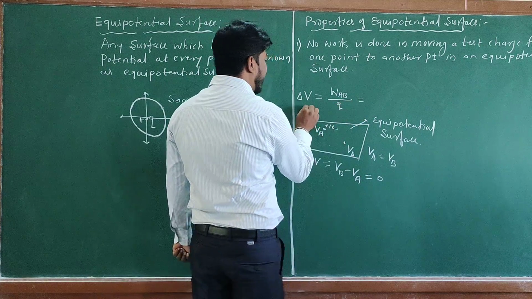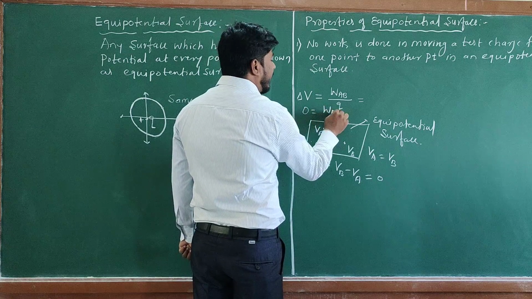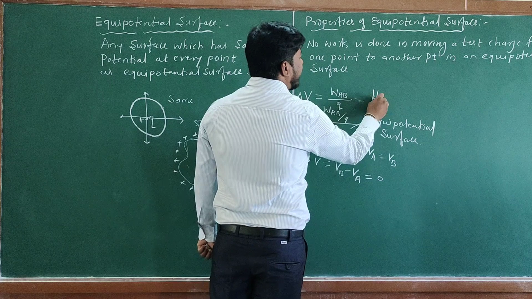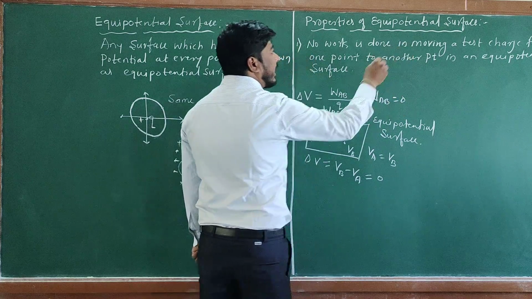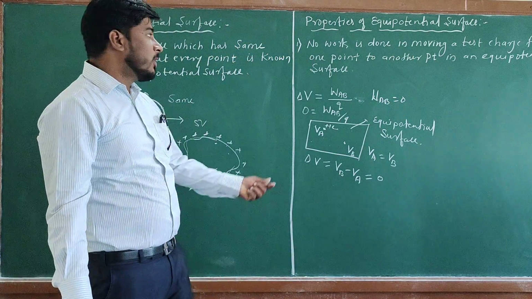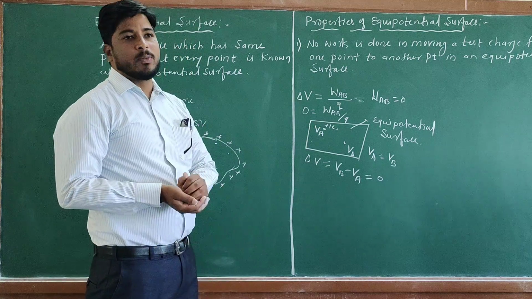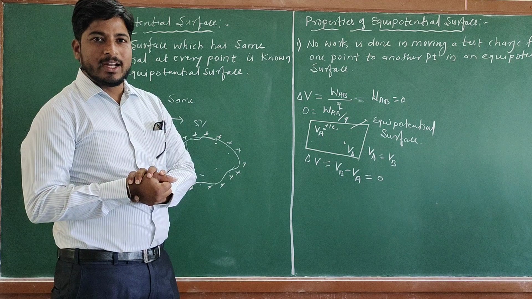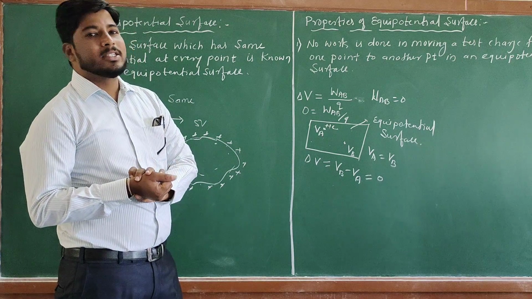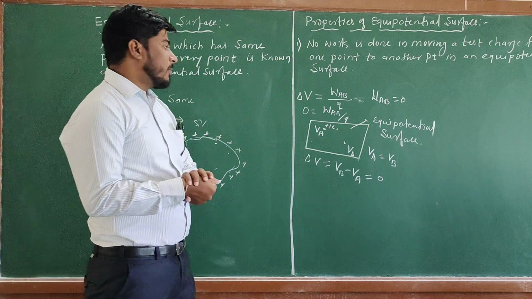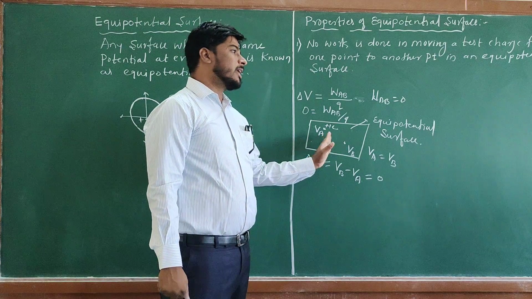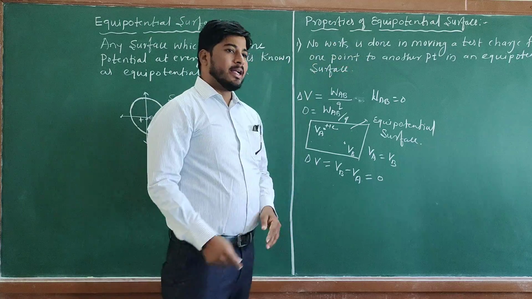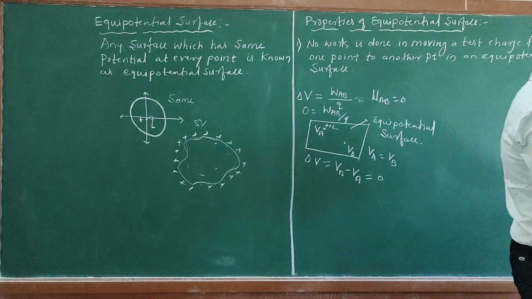Therefore, you can say that W_AB upon Q is equal to 0. Therefore, no work is done in moving a test charge from one point to another point in an equipotential surface. Work done is 0, because the potential at every point is the same. That is why we say that no work is done. This is the most important property.